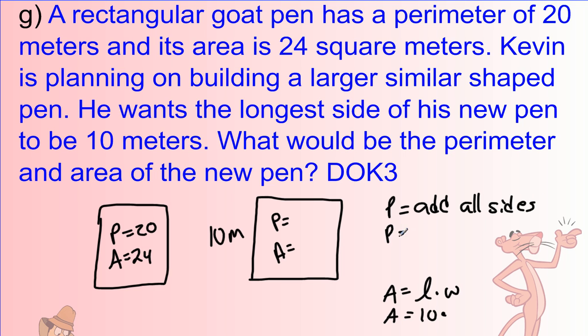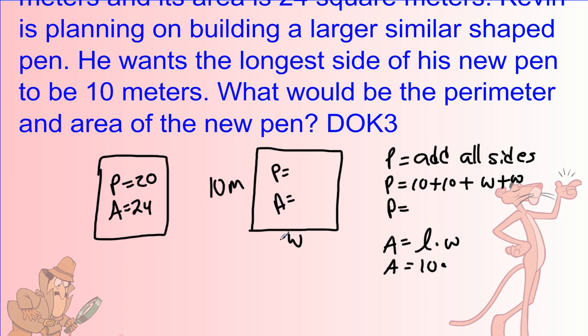So I'm going to take the perimeter is 10 plus 10 plus, and I'll keep using this W. This will be the width. W plus W. So if I can find the width here, that answers all my questions. So my goal is to find out what this width is. Okay. So the two shapes are similar, which means I should be able to use a proportion.